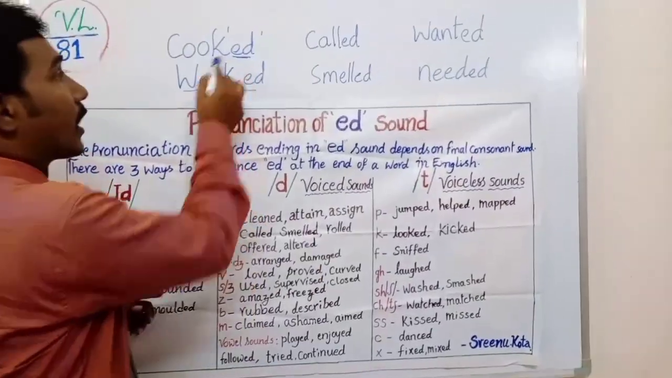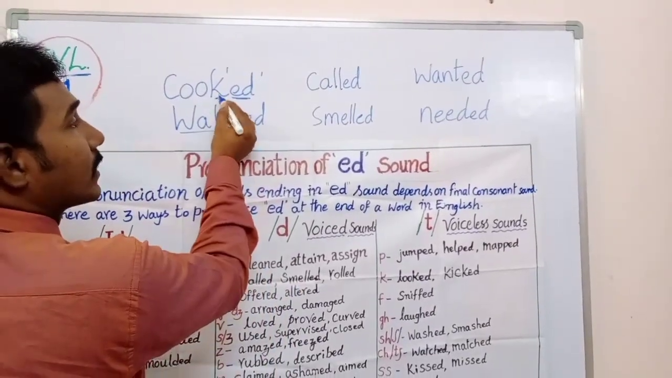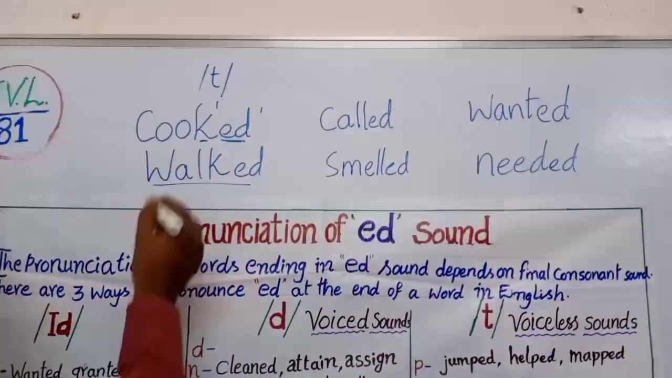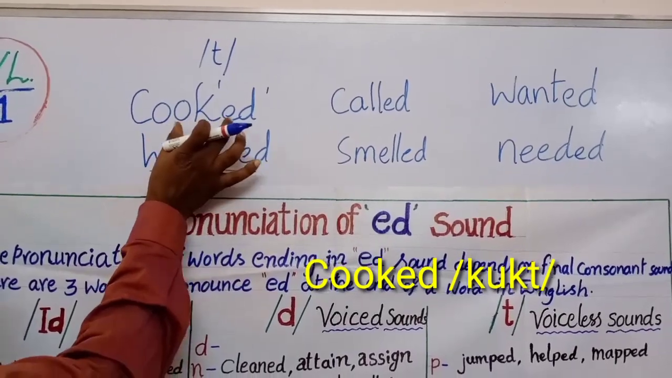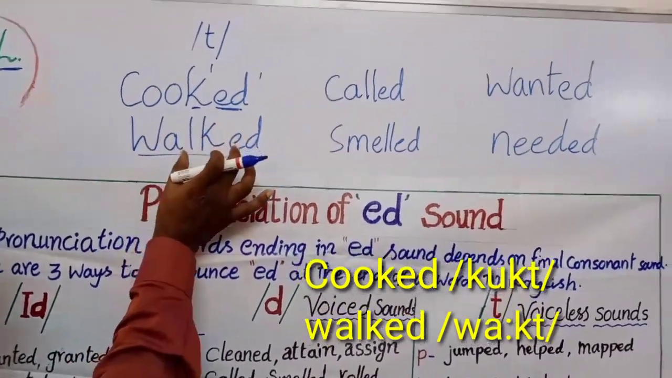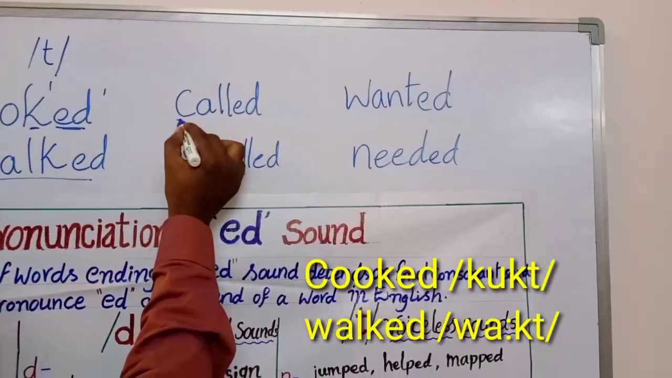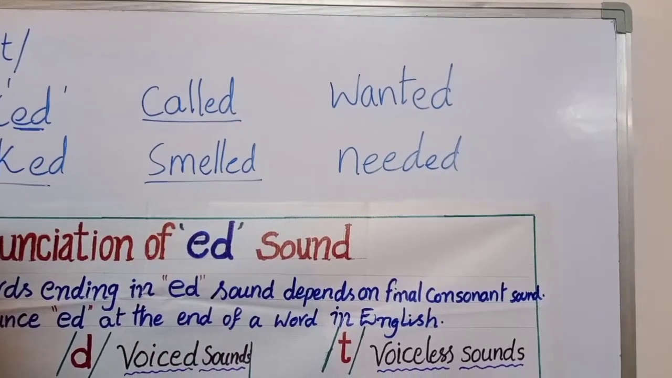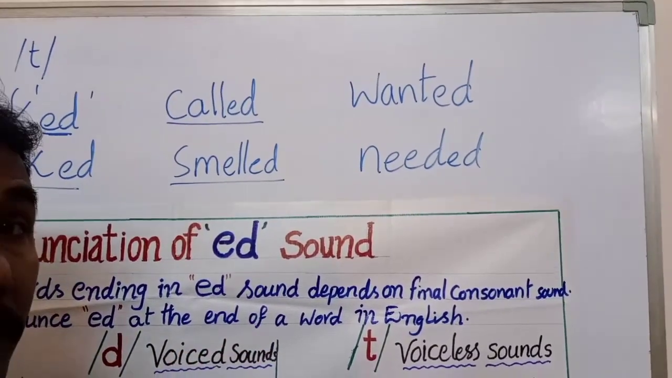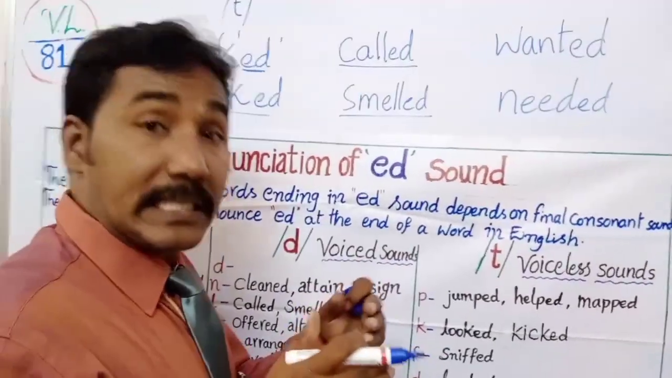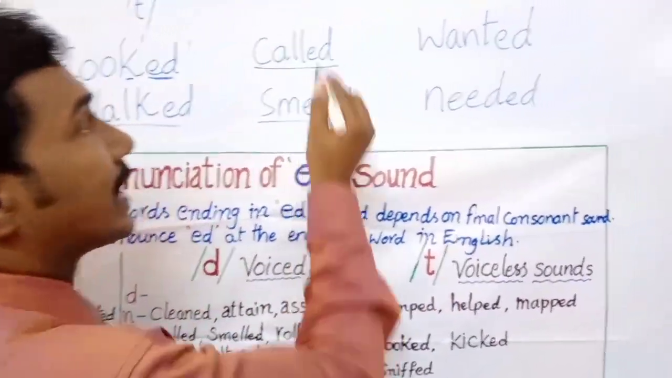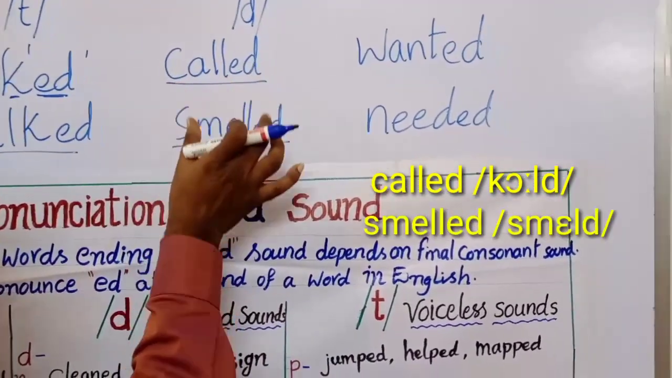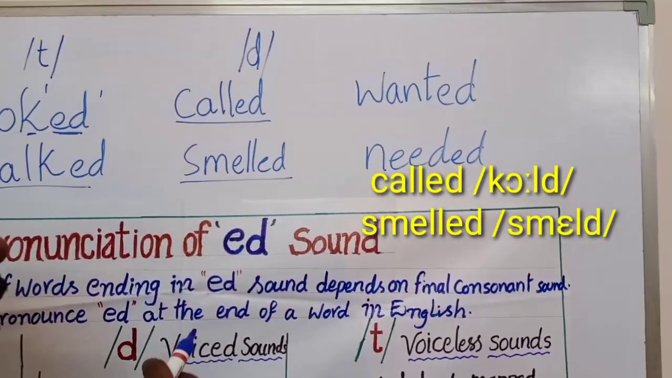So how do we pronounce cooked? Actually, the k sound, the final consonant sound, is voiceless. That's why we have to end the sound with t. Cooked, walked, looked, like that. Next, come to called. What we say, called, smelled. In that way, we Indian teachers can pronounce, but is it the right way? No. We have to just say it as d: called, smelled, not smelled, called.